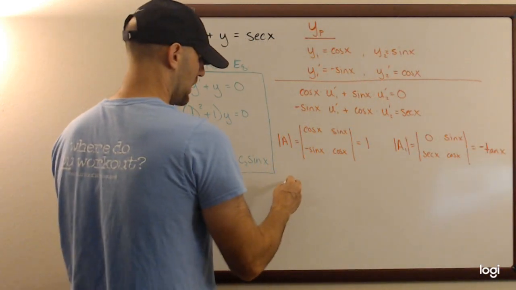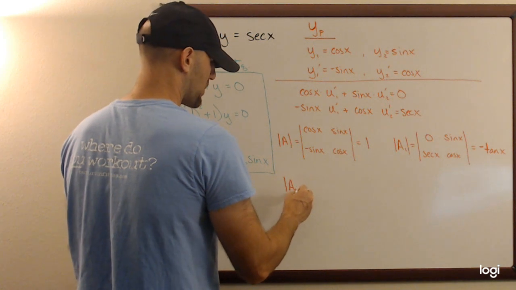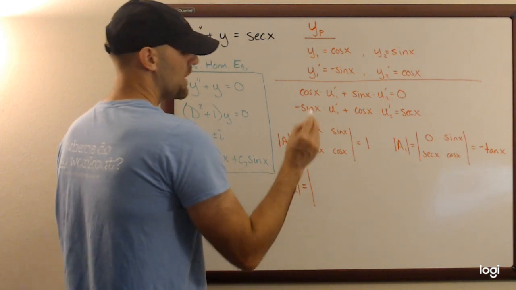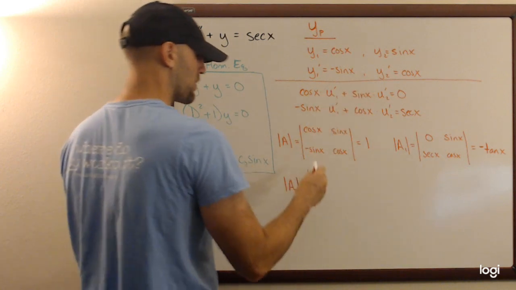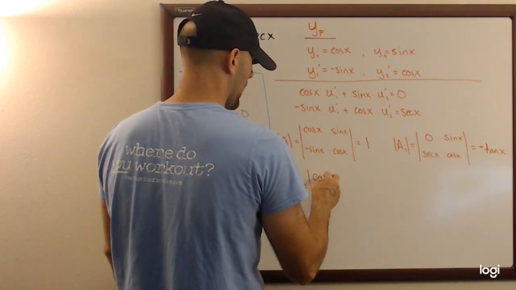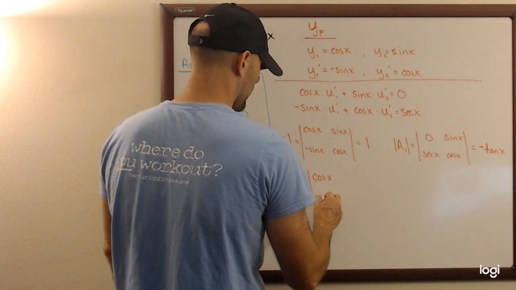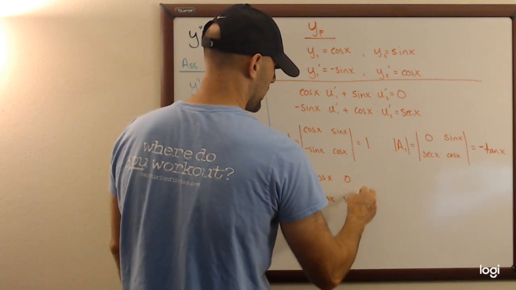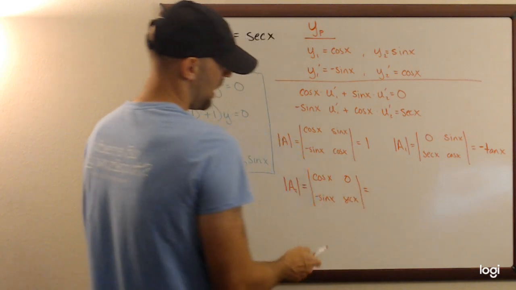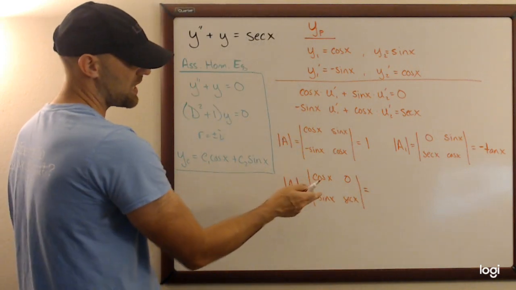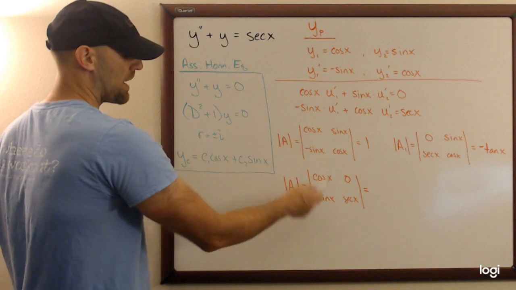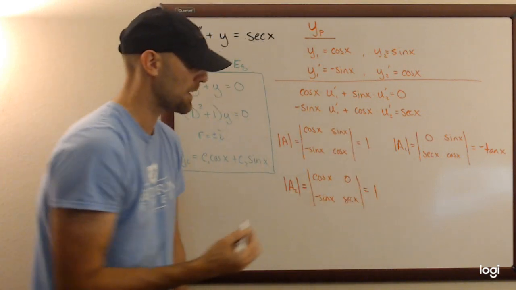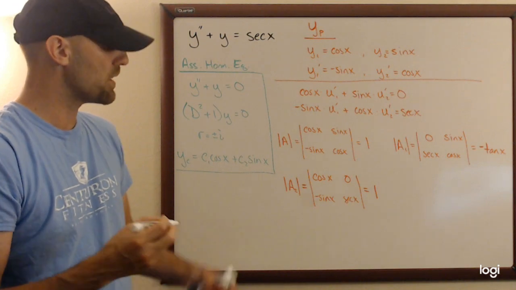Okay? And lastly, I've got A2, determinant of A2. That's replacing the second column with my solution column. So my first column is the same, that's cosine x, negative sine x, 0, secant x, fantastic. Okay, let's get cosine times secant, well that's 1 actually, minus sine times 0, that's 0, 1 minus 0 is 1, fantastic.